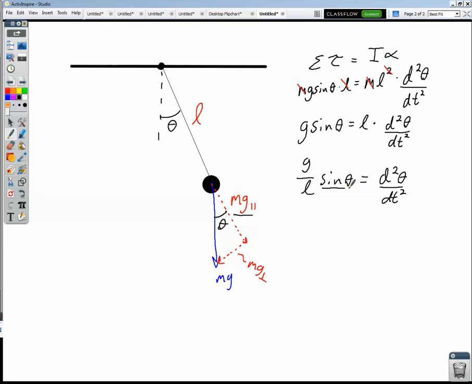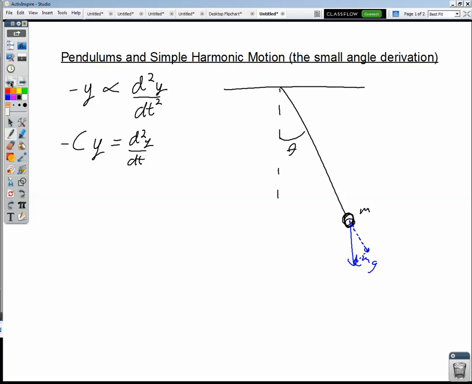But upon reflection, I've forgotten one very important thing. The way I've drawn this is the torque from this guy, mg perpendicular. If we use the right-hand rule, that causes a rotation that is opposite the direction of the acceleration. So there should be a negative out here because this torque was negative. So negative, negative.